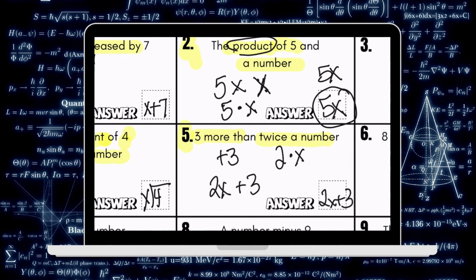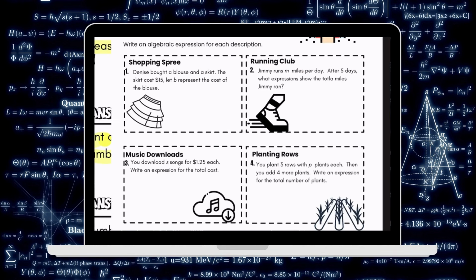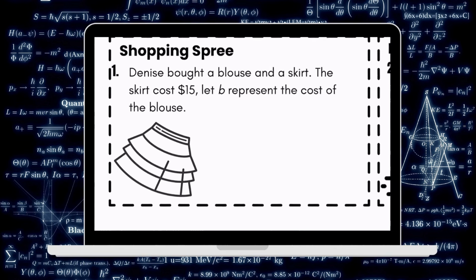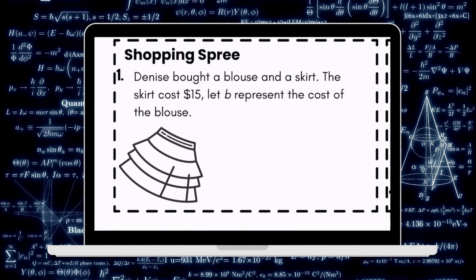Let's look at some real life application problems with this. We're going to do 2 problems again, and again this is right out of our workbook, our Power Up problems. Write an algebraic expression for each description. So number 1, Denise bought a blouse and a skirt. The skirt costs $15. Let B represent the cost of the blouse.